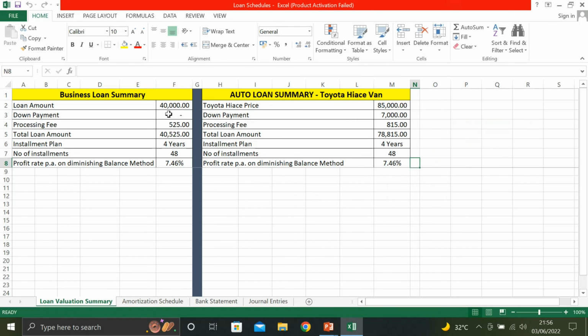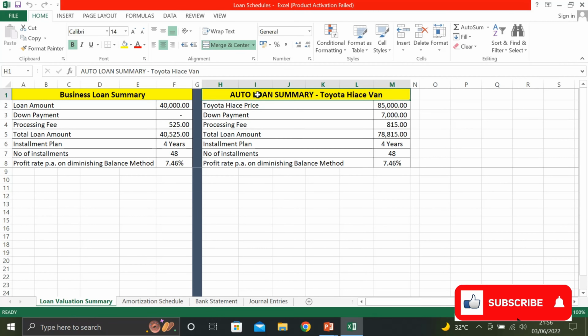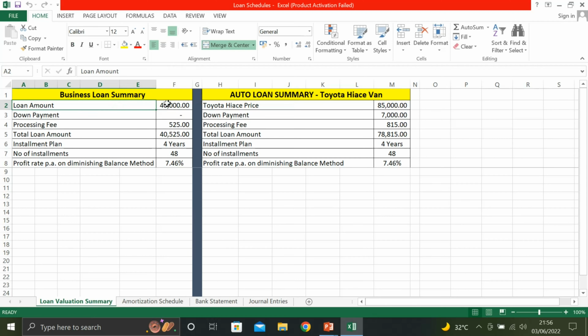So here in front of us in Excel we have two loan summaries. One is for business finance and the other one is an auto loan summary, an auto lease contract. As you can see, this summary for the business loan provides us the loan amount, that is how much loan you have acquired, and what the processing fees are.